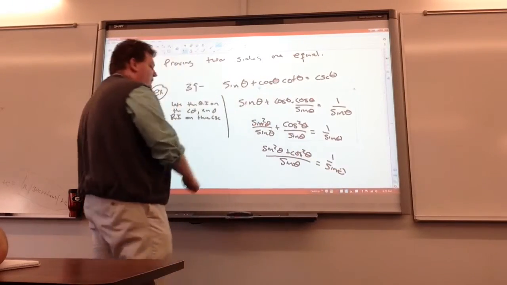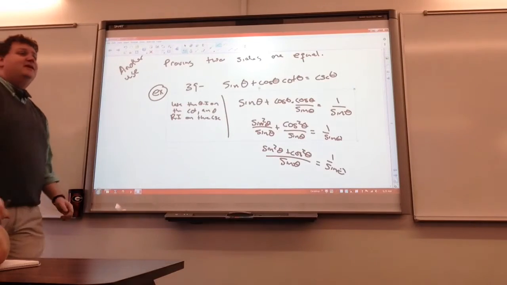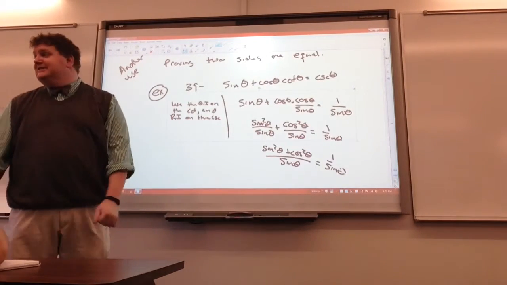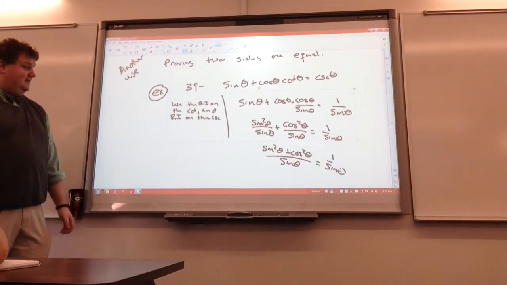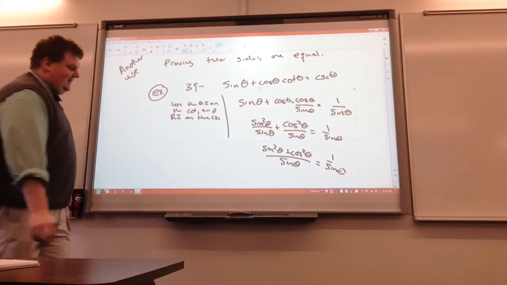And wait, what's sine squared plus cosine squared? We just did it in the previous problem: y squared plus x squared. What's that going to be equal to? 1. It's a Pythagorean identity again.